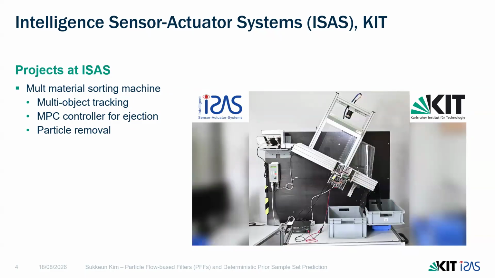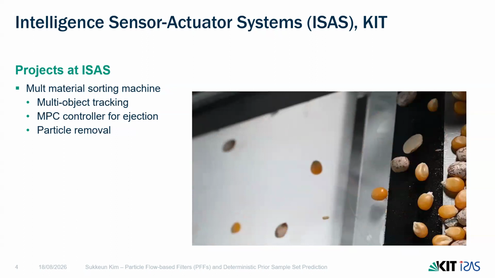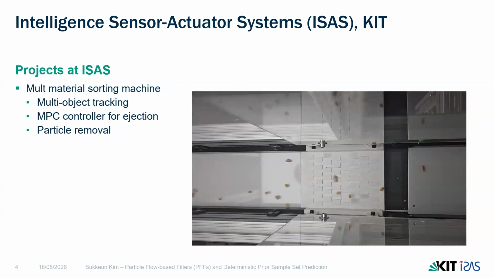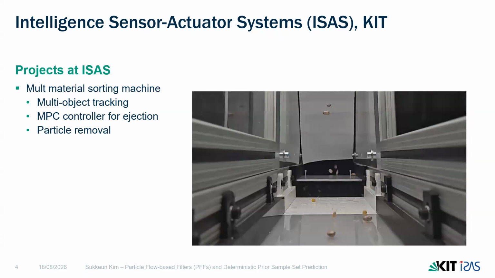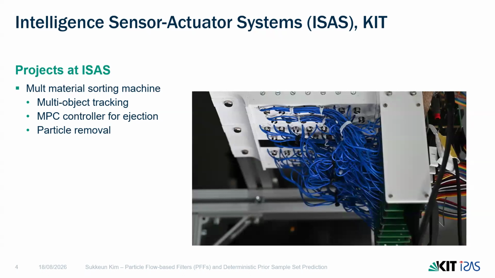Another research topic we have is sorting motion. When we want to sort bulk materials, for example in this case corn and beans, there are flaps that flap the material away, controlled by MPC. Or these days they're trying to use reinforcement learning for these kinds of controls. Those are interesting applications and projects we have at ISAS. Yeah, it's quite awesome. Those are actuators.